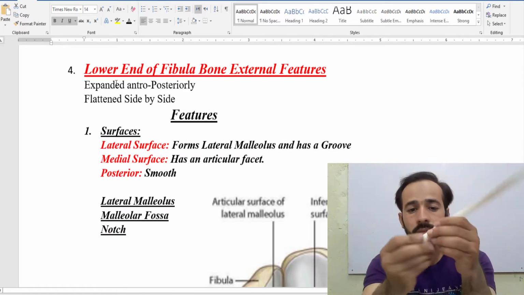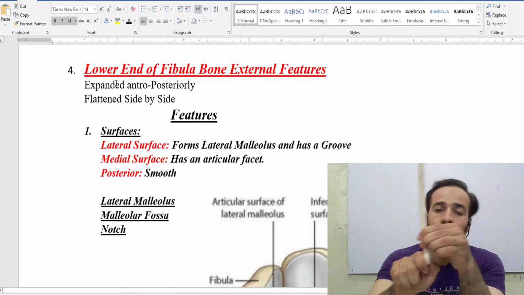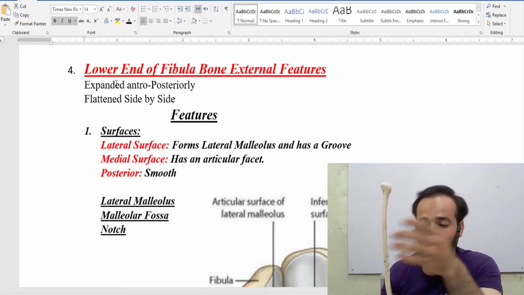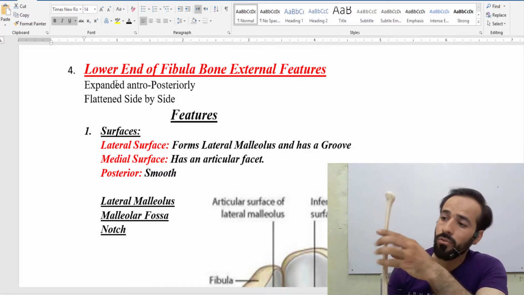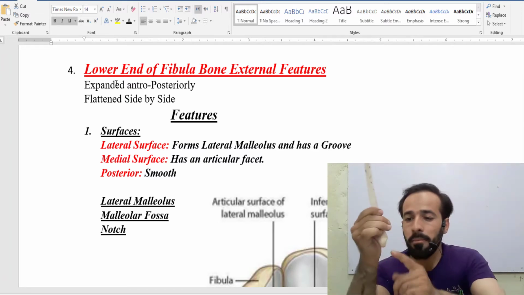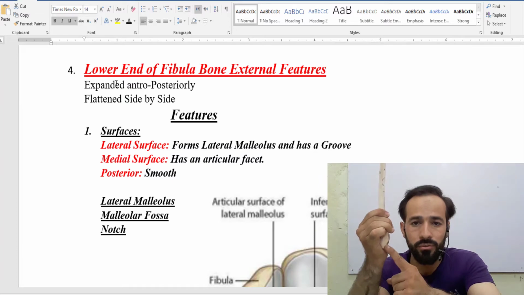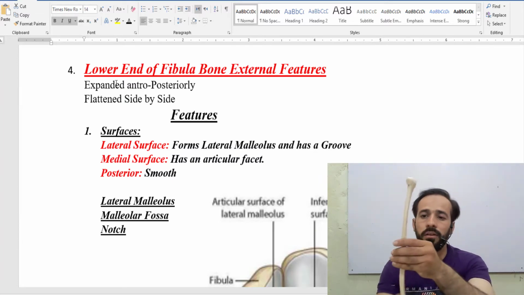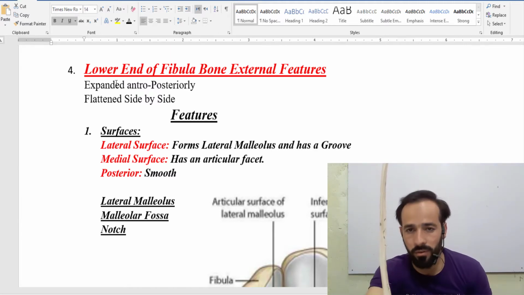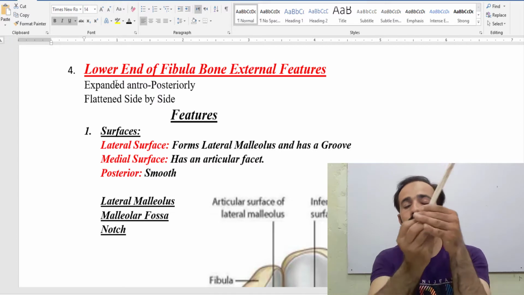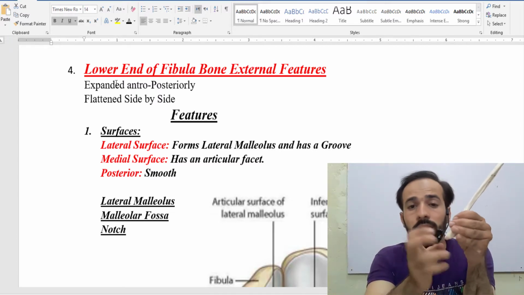So my dear friends, look carefully. First of all, I told you how to determine the side of the fibula bone. The sharpest border should be anterior and the malleolar fossa should be medial, so you can easily determine whether this is the right or left fibula. In my hand I have the right fibula. Now let's see the external features of the lower end of this fibula bone.